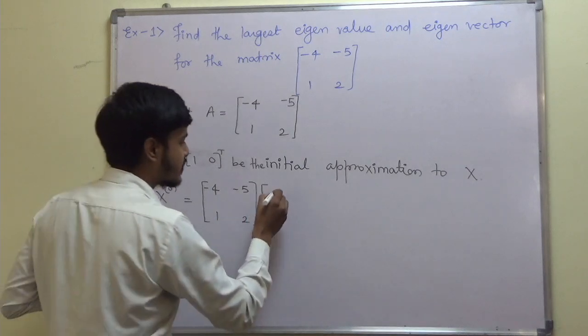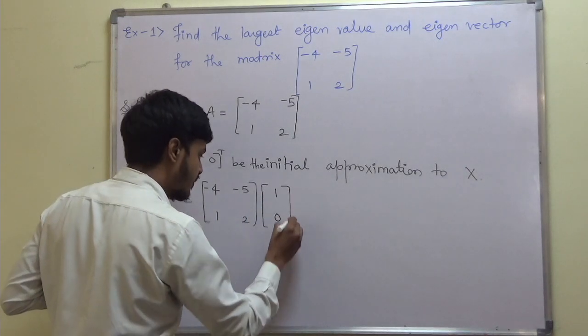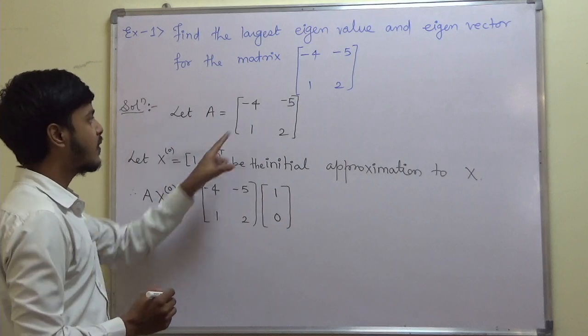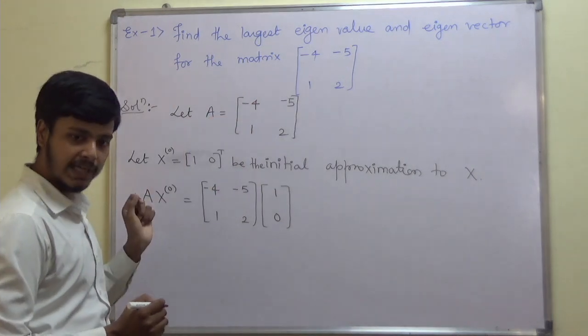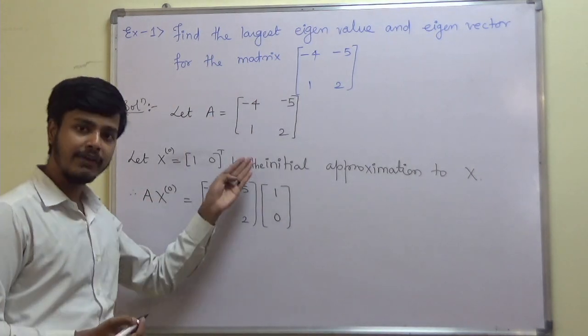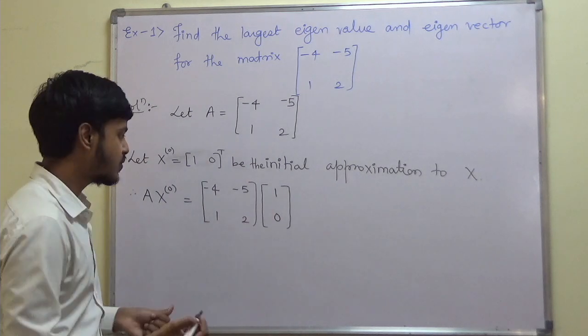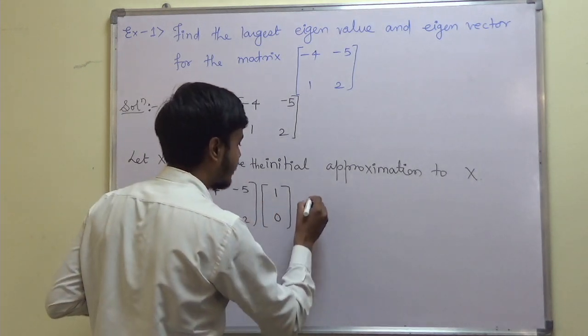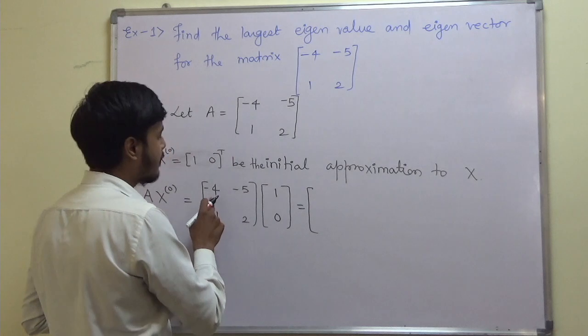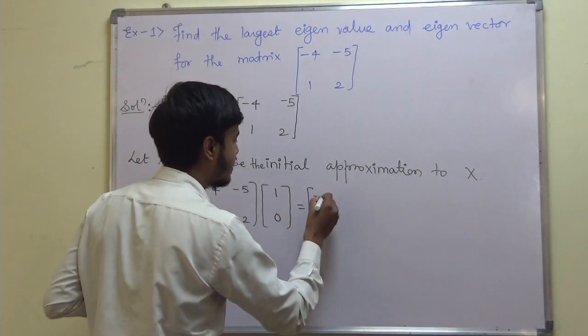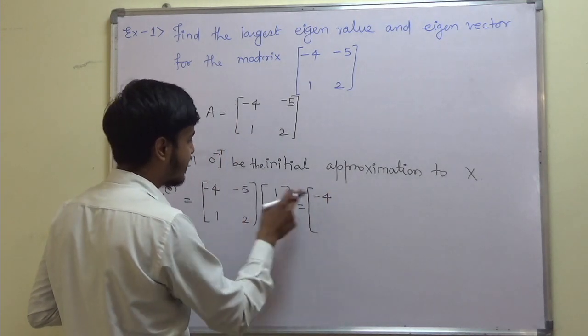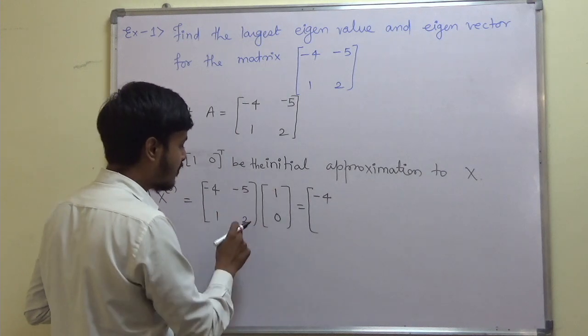approximation. Okay, so why I am taking 1 0? I am taking 1 0 because we have a 2 by 2 matrix. Okay, for a 3 by 3 matrix you can take 1 0 0. Okay, and so on. So now solve this. When you solve this, what you will be getting? Minus 4 into 1 minus 4, minus 5 into 0 0, 1 into 1 plus 2 into 0.